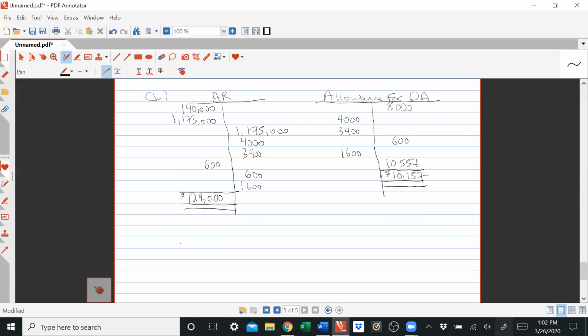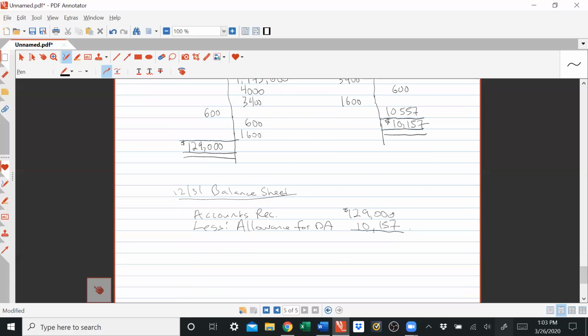And then finally, to answer the question, what does the accounts receivable look like on the balance sheet? So the 12/31 balance sheet. You would report accounts receivable at its balance. I want to put it over here, 129,000. And then you would say less the balance in the allowance account. And the balance in the allowance account is 10,157.